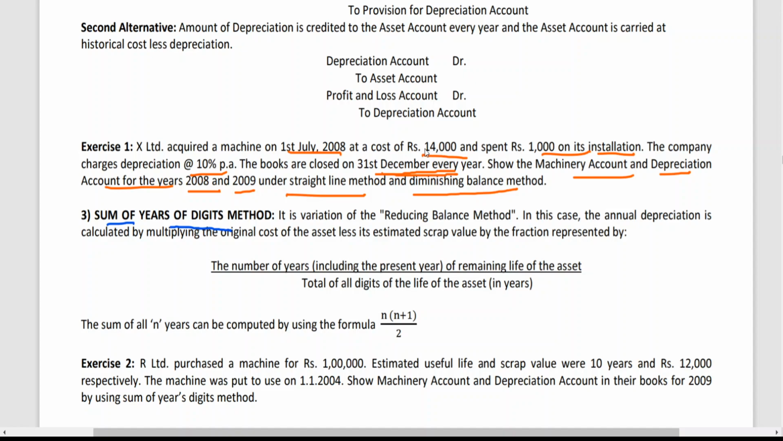Now what is the cost of asset? I told you, original cost plus installation. So the cost of asset is becoming 15,000. He is asking us to calculate straight line method and diminishing balance method. We should start working out on this now. First let me start with straight line method.